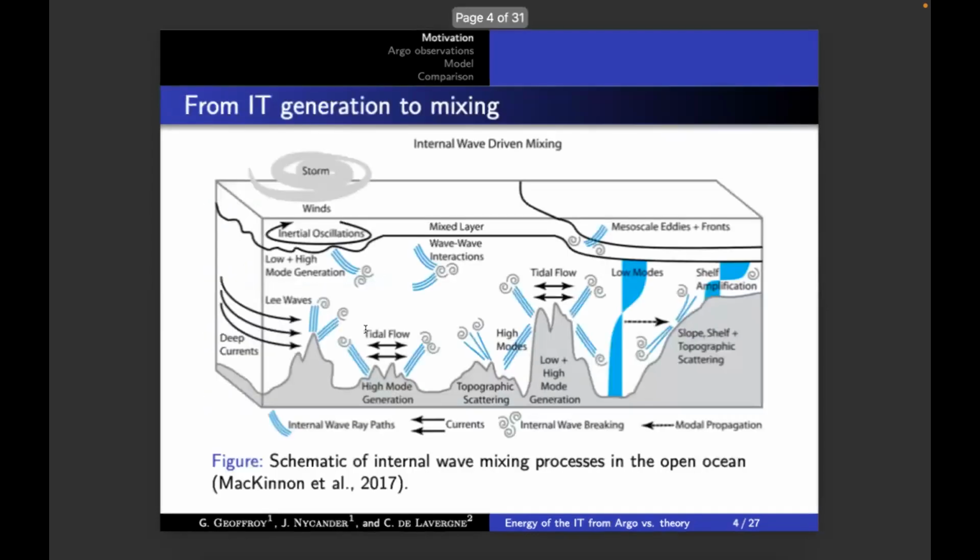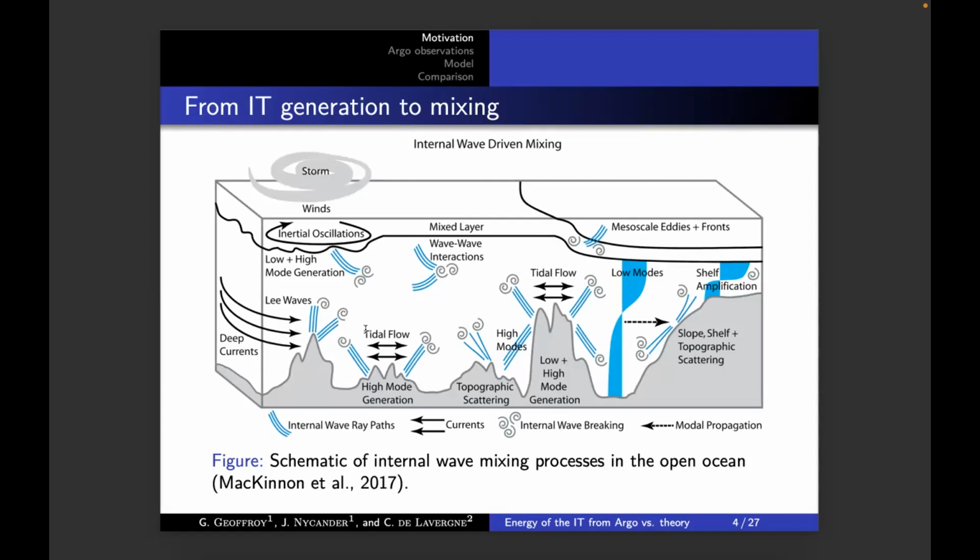But first, some background, and you heard a lot about this previously already. Internal tides get generated by the interaction of tidal currents with rough bottom topography. The beams or waves that are generated there can be decomposed into a set of vertical modes. While the high modes are thought to dissipate locally, we also get low modes that have been observed to propagate for very long distances in the ocean.